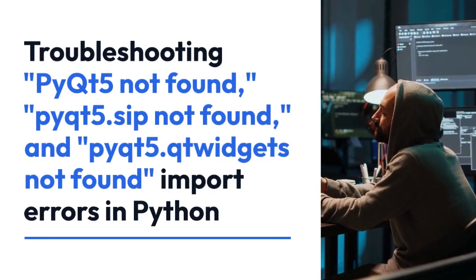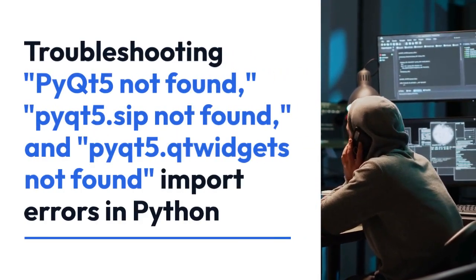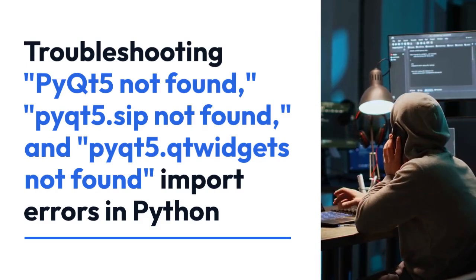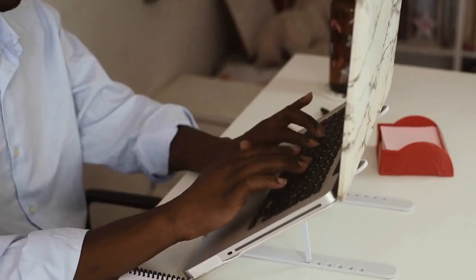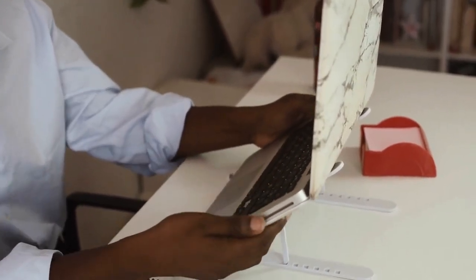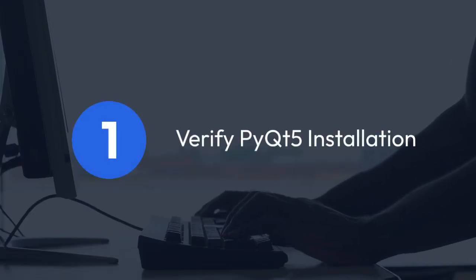We're going to troubleshoot those pesky pyqt5 not found, pyqt5.sip not found, and pyqt5.qtwidgets not found import errors in Python. These errors pop up when Python can't locate the pyqt5 library files it needs to run your code. Let's fix that. 1. Verify pyqt5 installation.